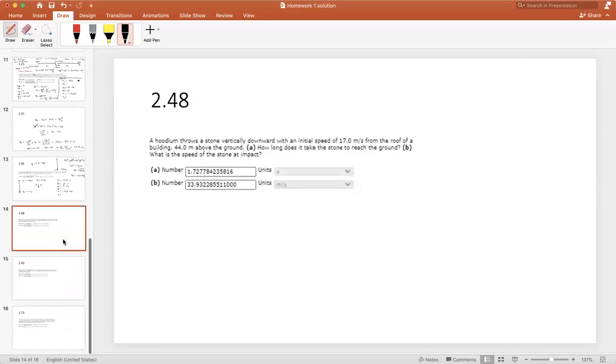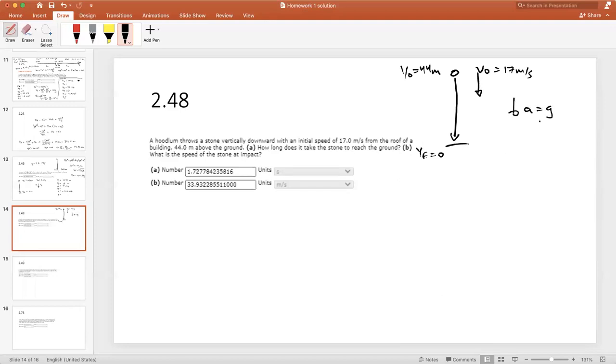All right, we have 3 more to go. So a hoodlum, meaning I don't know, a criminal, throws a stone from above the ground at the ground. I don't know why it's a hoodlum. So here what we have is we're throwing a stone towards the ground. Y initial, I'm going to say, is 44 meters. Y final, when it hits the ground, will be 0. It's originally thrown with an initial velocity downward of 17 meters per second. Remember that a is g and also downward.